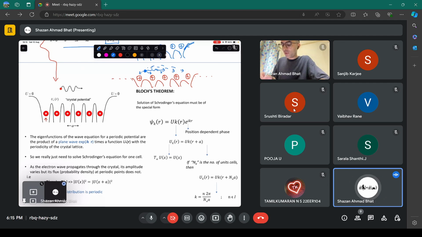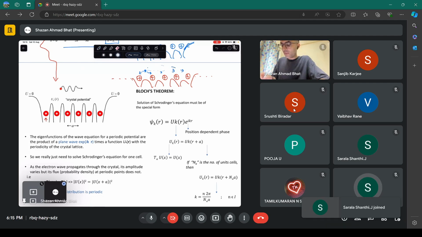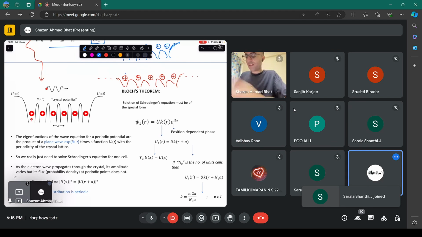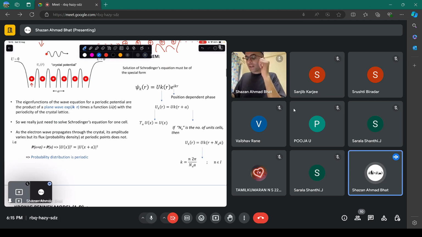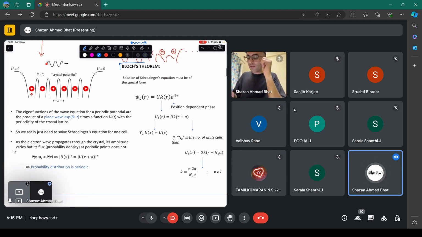Maybe some of the potential might be weaker, some of them might be stronger, but the effect of these nuclei on the electrons is completely visible when you solve this picture. So if you have an electron moving around like here, now it's not under the influence of only a single atom, it's under the influence of multiple atoms. So what happens is that there comes the concept of something called Bloch's theorem.